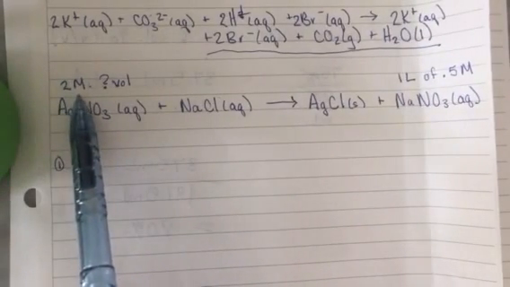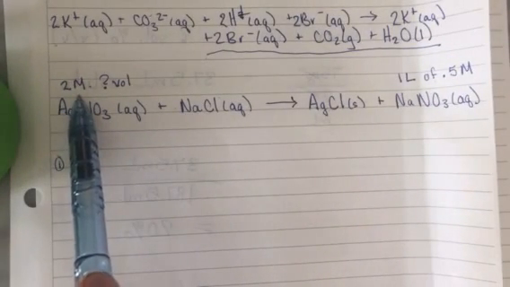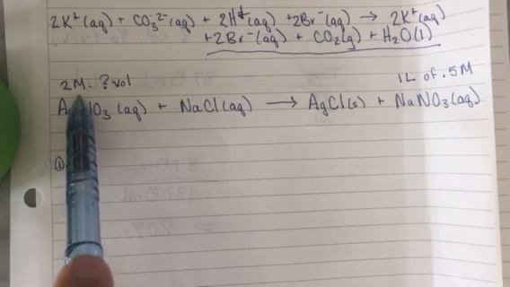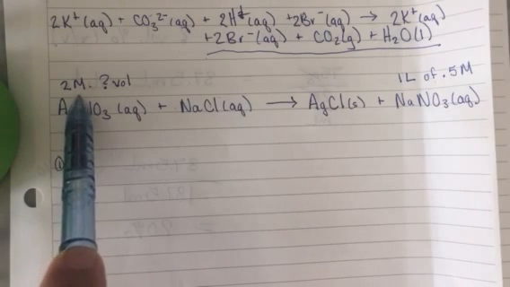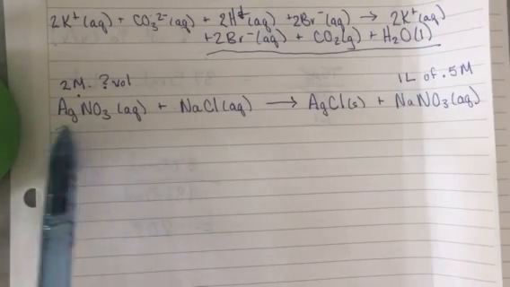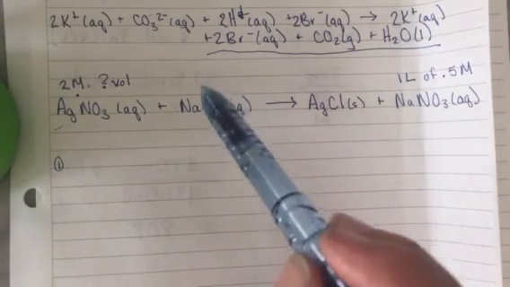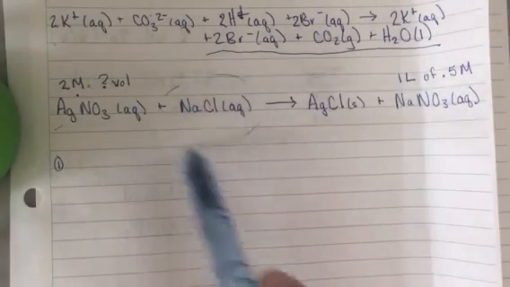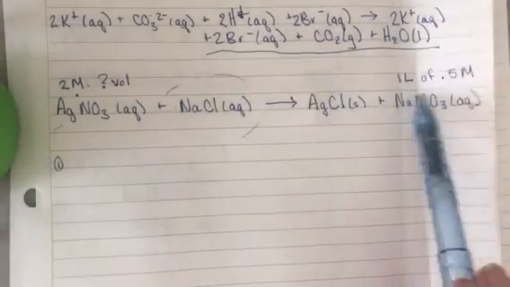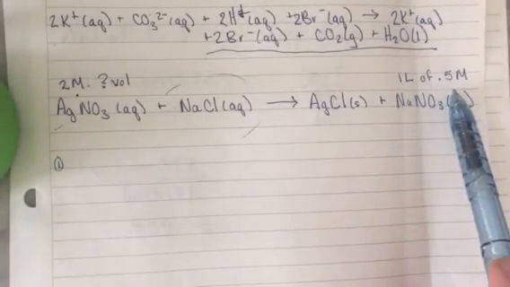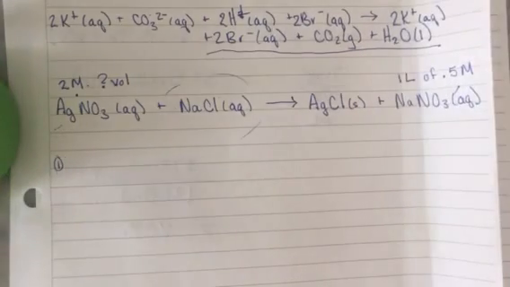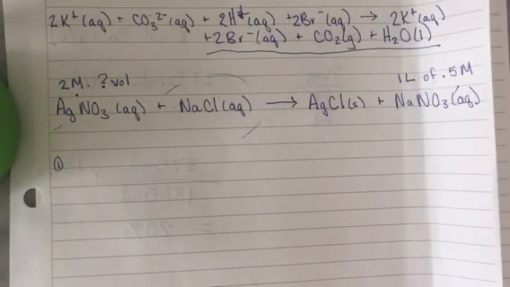Okay, I have 2 molar, and molar just is a concentration, moles per liter. So that's my concentration, silver nitrate. How much of it do I need if I have an abundance of salt to get me over here and end up with 1 liter of 0.5 molar sodium nitrate?